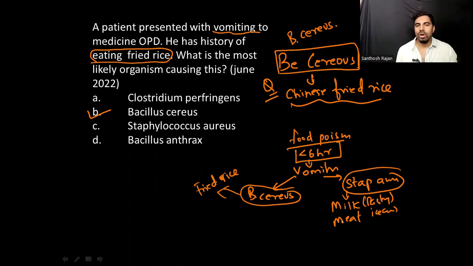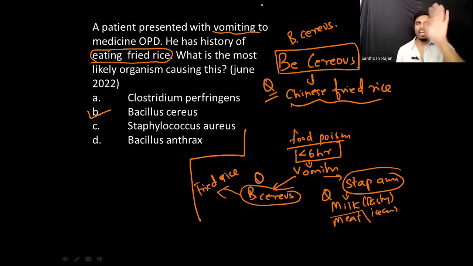If it's fried rice, then be serious, Bacillus cereus. Or meat, sometimes they give poultry or whatever, that can also be Staph, but usually they give a milk product. So these are definitely expected questions. You must know: either Bacillus cereus or Staph aureus. That's all. Very, very simple. You will not make a mistake in this question. Please don't make a mistake.